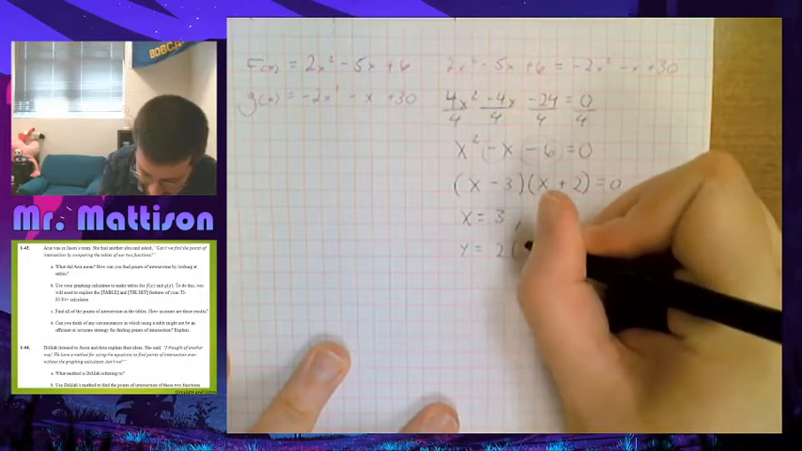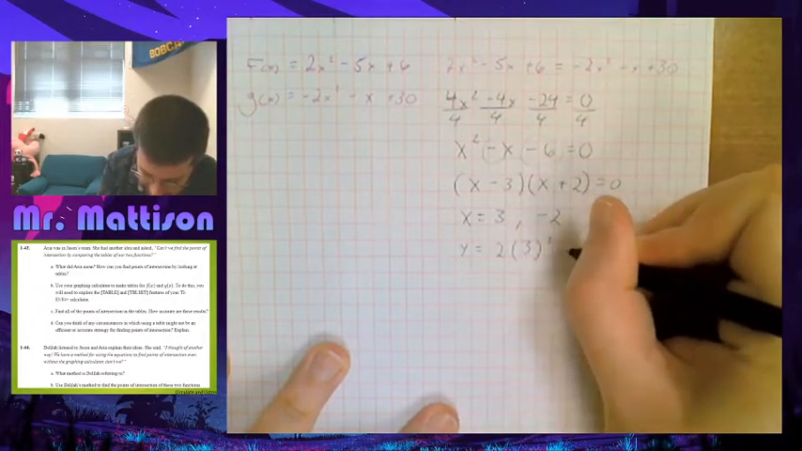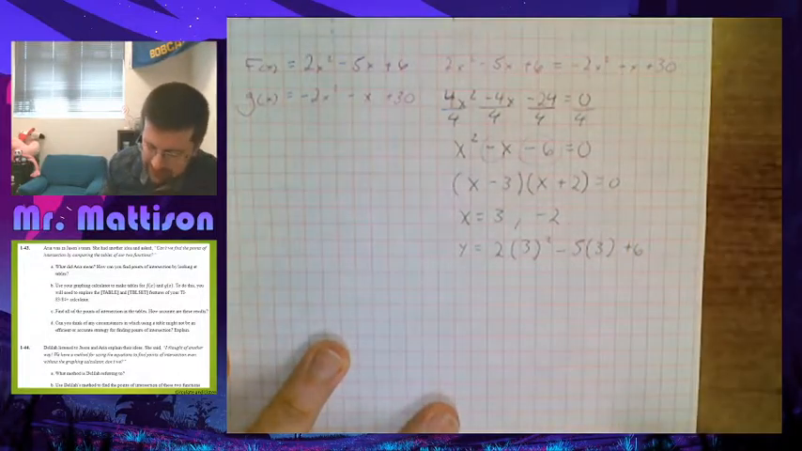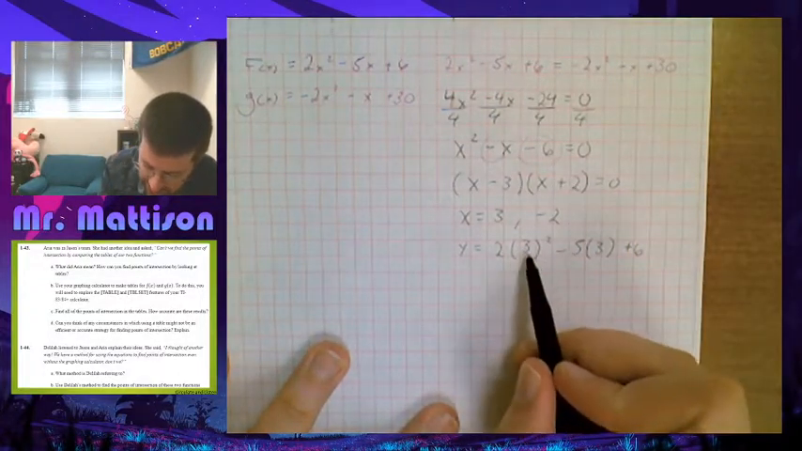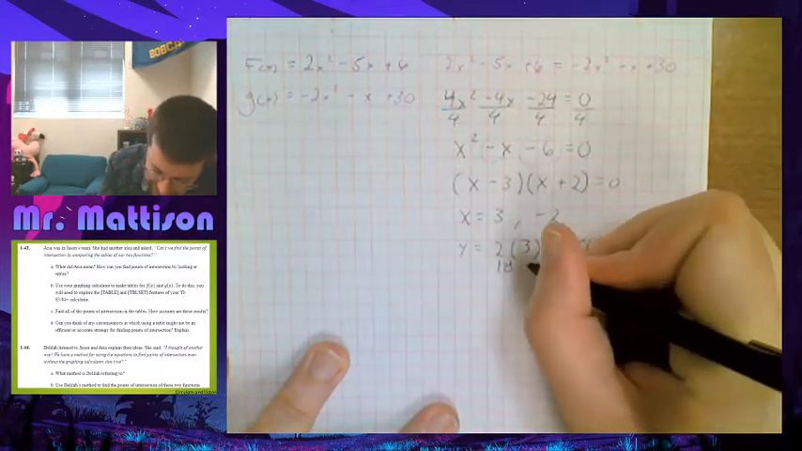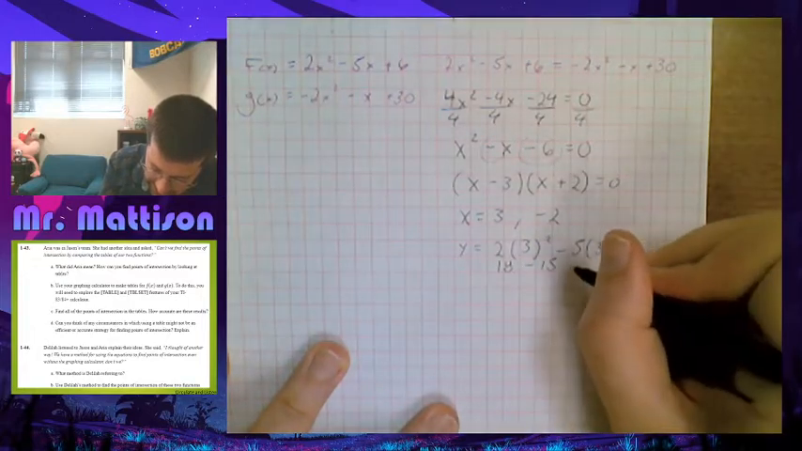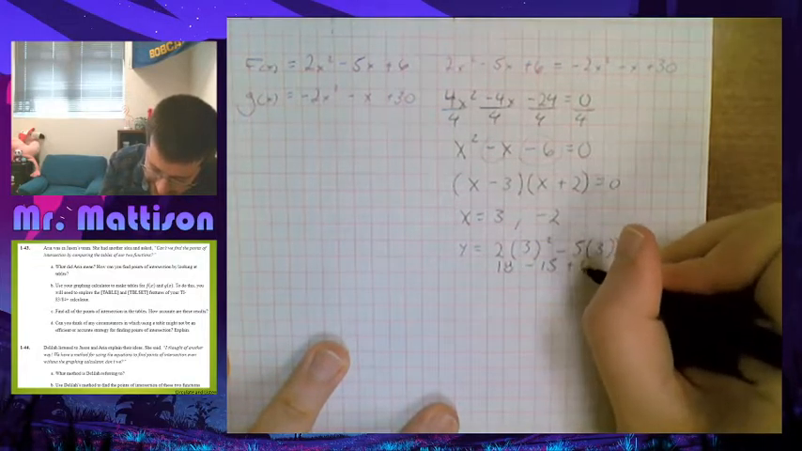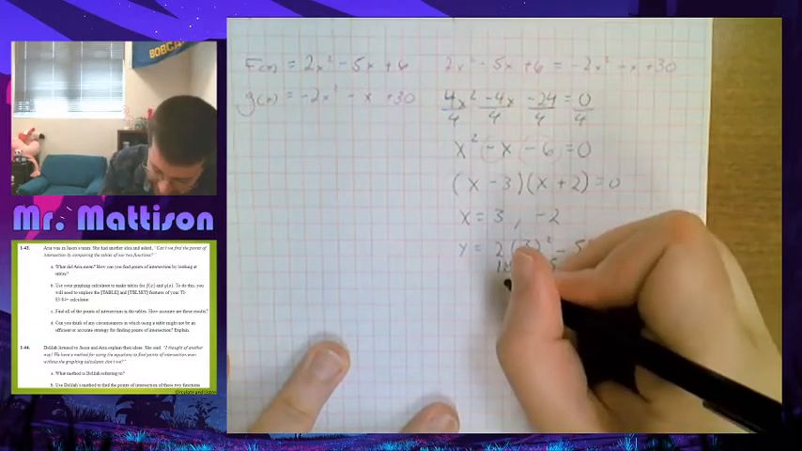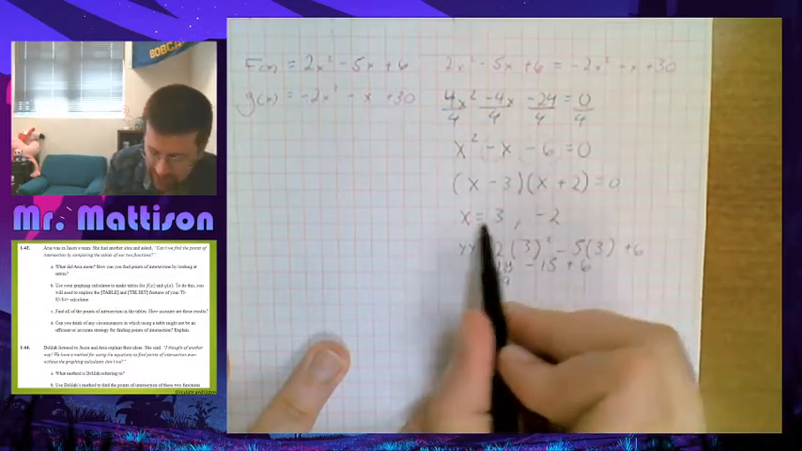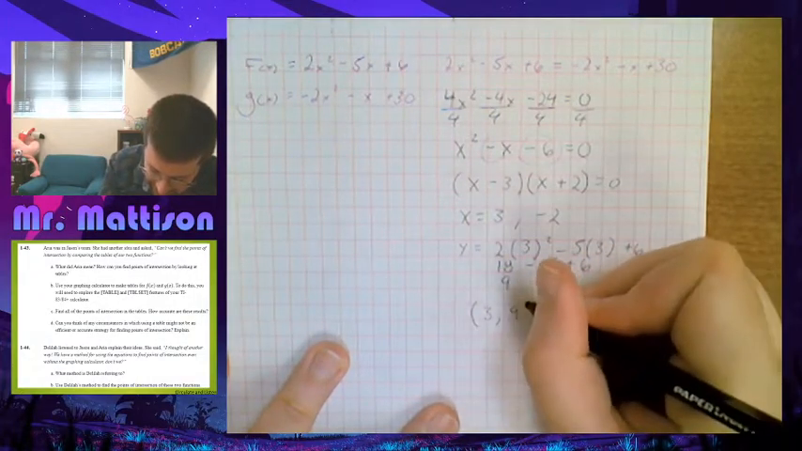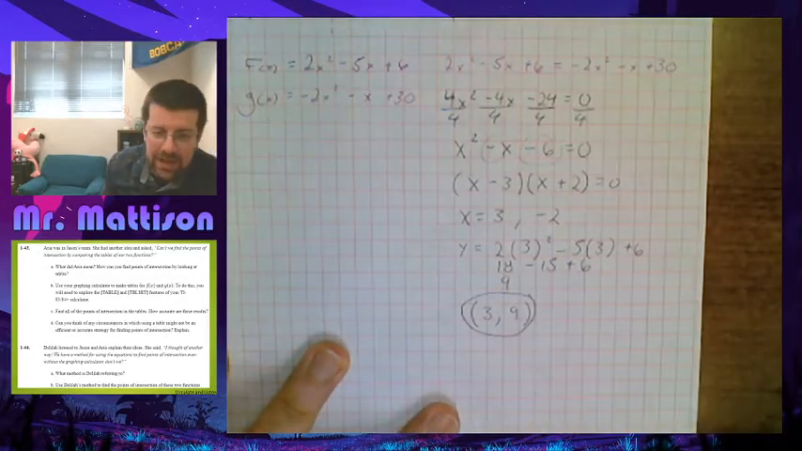So 2 times 3 squared minus 5 times 3 plus 6. So that would be 3 squared is 9. 9 times 2 is 18. Minus 15 plus 6. So 18 minus 15 is 3, plus 6 is 9. So then when x is 3, y is 9, so that is the point (3, 9). And make sure you leave these as points.